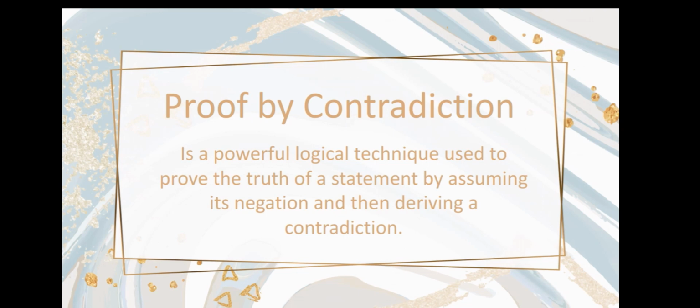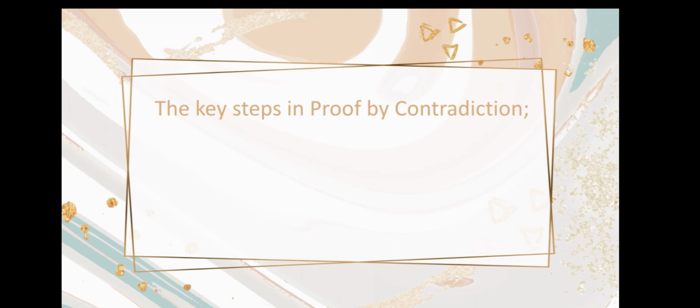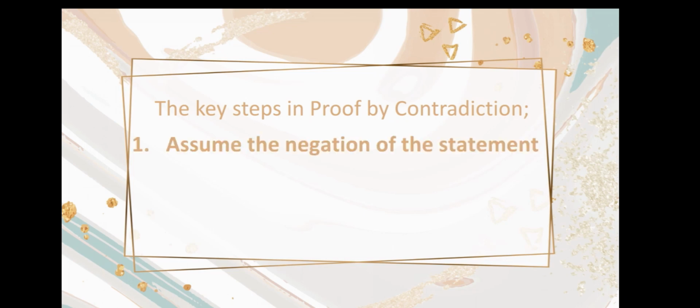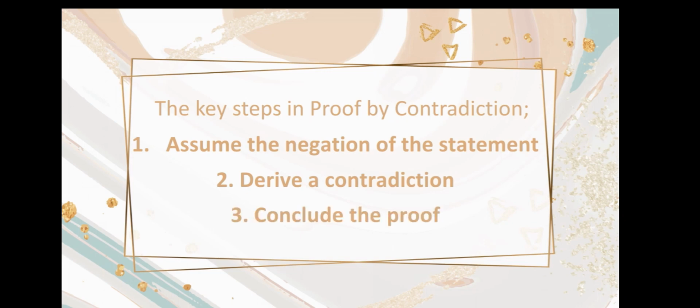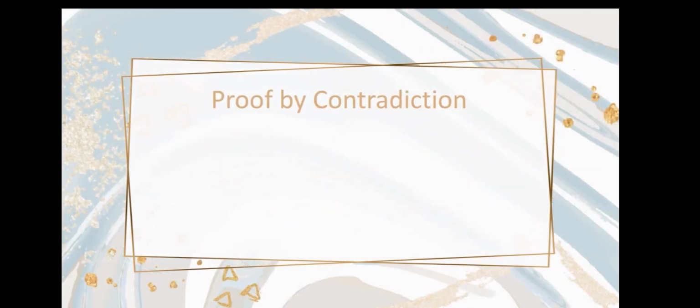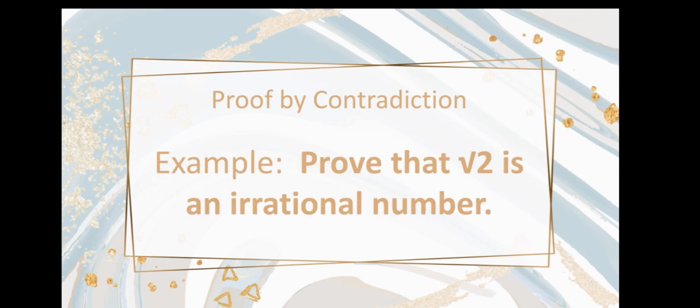And here are some steps in proof by contradiction. First, assume the negation of the statement you want to prove. Second, derive a logical contradiction from the assumed negation. And third, conclude that the original statement must be true. Let's proceed with an example. Let's prove that the square root of 2 is an irrational number.